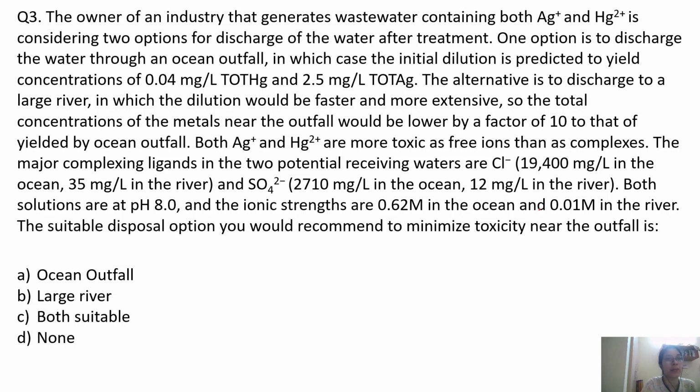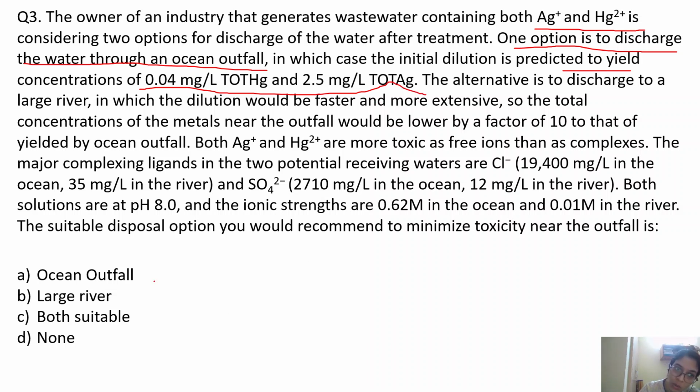Now talking about question number 3. The owner of an industry that generates wastewater containing both Ag and Hg, silver and mercury, is considering 2 options for discharge. One option is to discharge the water through an ocean outfall, in which the initial dilution is predicted to yield a concentration of 0.04 milligram per liter of total Hg and 2.5 milligram per liter of total Ag.